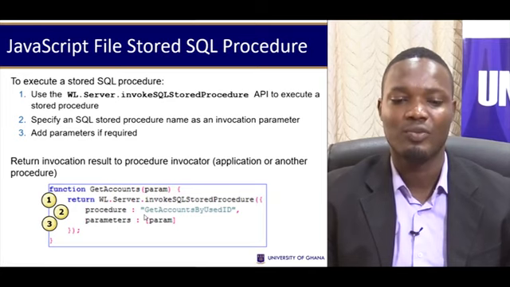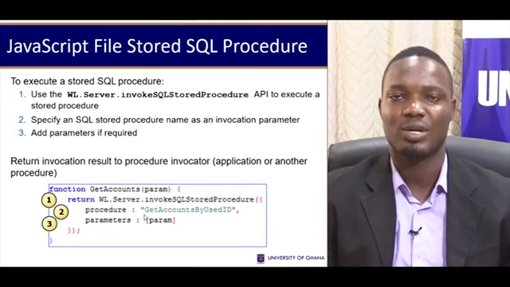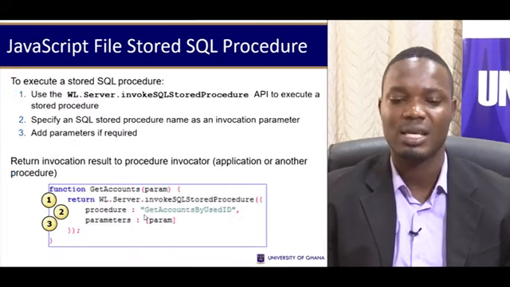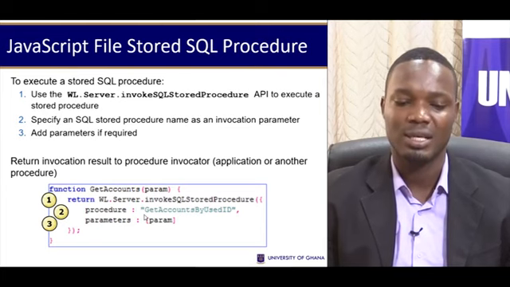Then we'll now move to the JavaScript file for the SQL procedure. So to execute a stored SQL procedure, we'll use the WL server invoke SQL stored procedure. In a case where it's a stored procedure we want to call on, previously where it was raw SQL, we use the invoke SQL statement. But if it's a procedure, we want to use the invoke SQL stored procedure API. Now we use this to execute the stored procedure.